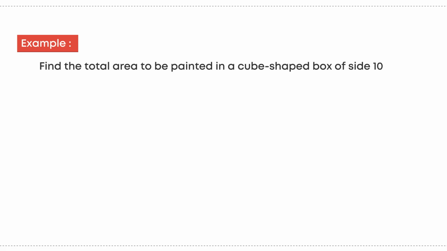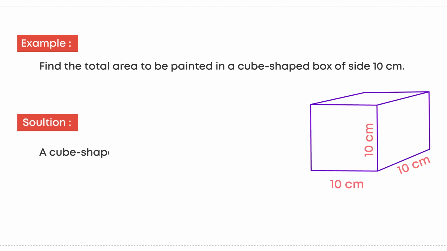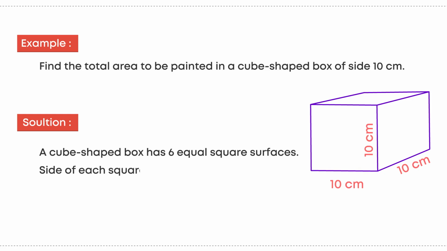Example: find the total area to be painted in a cube-shaped box of side 10 centimeters. Solution: a cube-shaped box has 6 equal square surfaces. Side of each square surface is equal to 10 centimeters.